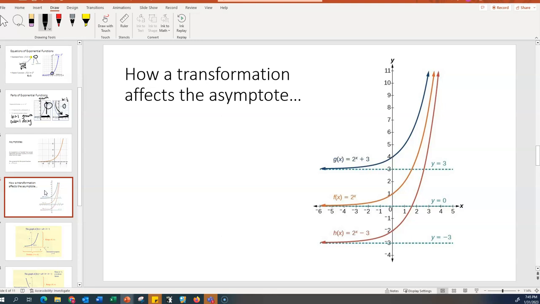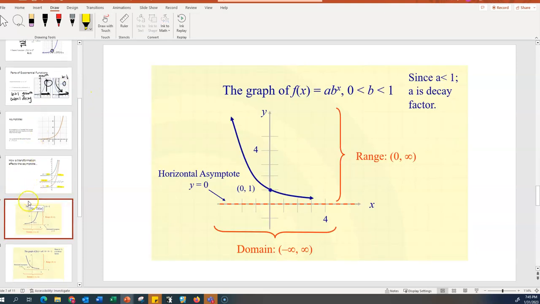A transformation, for instance, if we take a look at our parent function, our asymptote here is y equals 0. But if we were to move the entire function up 3, that asymptote is going to be at y equals 3. So the asymptote is always going to be a horizontal line, y equals. It depends on how much you're moving it up or down. And then, of course, if you're moving it down 3, your asymptote will be at y equals -3.